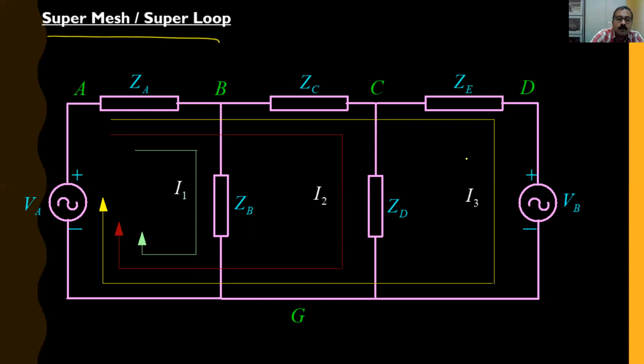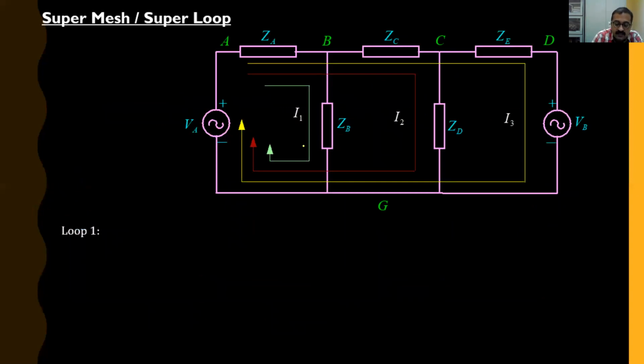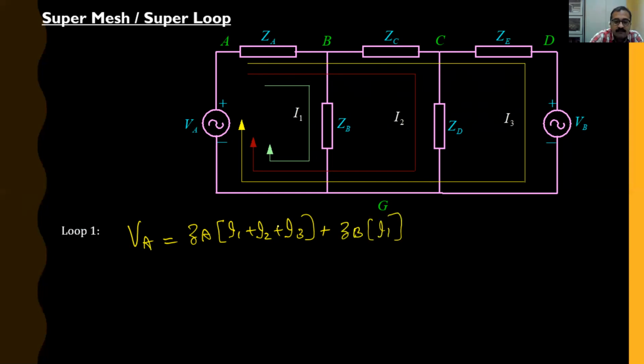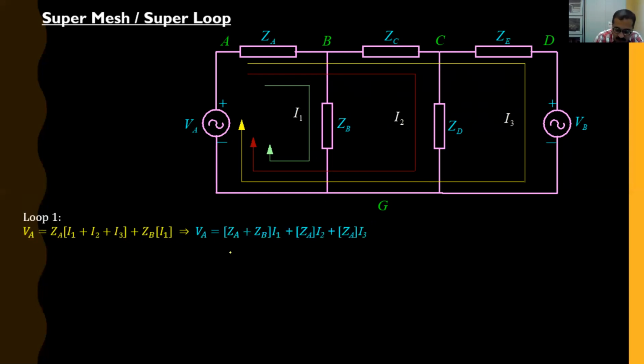Let us consider loop 1. What is KVL? Sum of potential rise must be equal to sum of potential drops. So for loop 1 and for this assumed current direction, I1 minus 2 plus potential rise VA must be equal to the sum of potential drops. What's the current through ZA now? I1 plus I2 plus I3, so ZA into I1 plus I2 plus I3. Plus the drop in ZB; current through ZB is I1, so you get ZB into I1. If you club I1 terms, I2 terms, I3 terms together, you will get ZA plus ZB into I1 and so on.